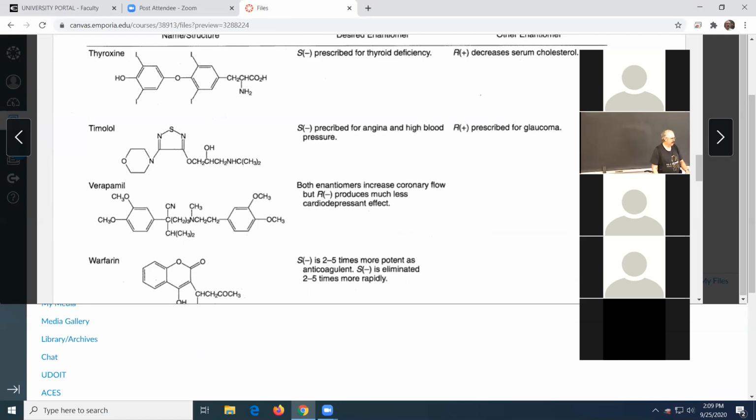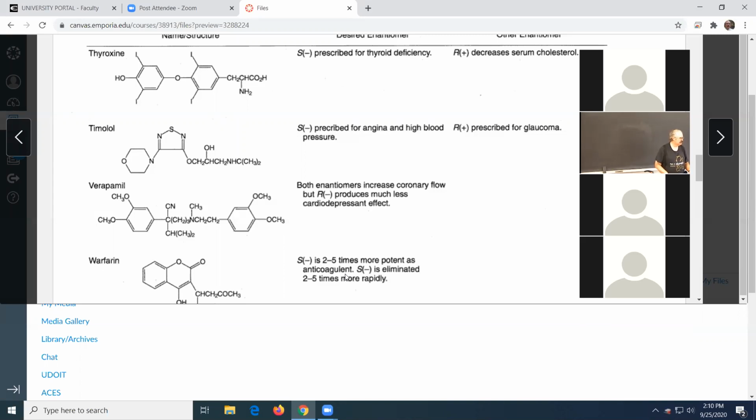And then the last one, warfarin, this is a blood thinner, an anticoagulant. The S minus is more potent and it's also eliminated more rapidly. So we can have all sorts of different situations. One isomer can be harmful, the other one can be beneficial. One isomer may not do anything. They may have similar effects, but one isomer is more potent. And both isomers may be beneficial, but they have different biological effects.